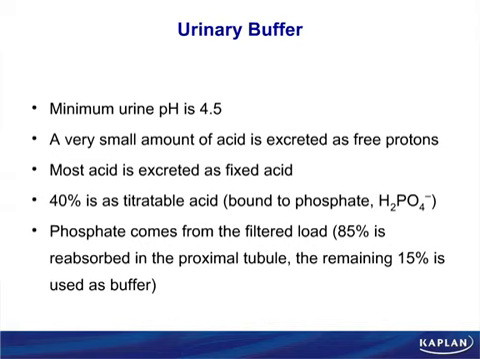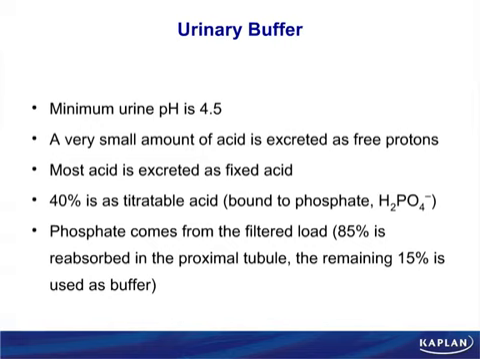Urinary buffers. So the exam likes to ask about excretion of acid. So it turns out that only a very small amount of acid is excreted as free protons. The minimum urine pH is 4.5. You cannot get the urine pH less than that. So that's a very small amount of the total acid you excrete. Your body every day is producing a high amount of acid. Every day you have to excrete that acid.